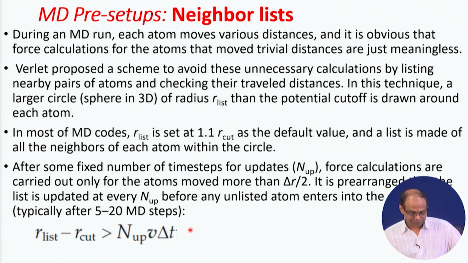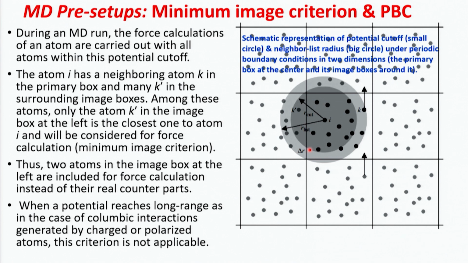Okay. Then we also need to look at the neighbor list. During an MD run, each atom moves various distances, and it is obvious that force calculation for the atoms that move trivial distances is meaningless. So Verlet proposed a scheme to avoid this unnecessary calculation by listing nearby pairs of atoms and checking their travel distance. In this technique, a larger circle, a sphere in 3D, of radius R list greater than the potential cutoff is drawn around each atom. Essentially, this is the R list. This one, this gray part. Okay.